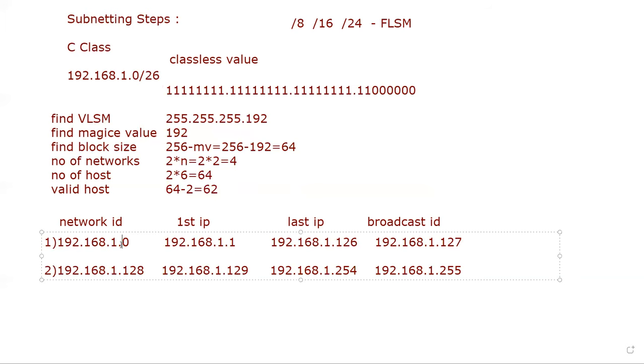Now we have divided 256 into 4 parts. The first network is 192.168.1.0. The second network will be 192.168.1.64. The third network is 192.168.1.128. And the fourth network is 192.168.1.192.